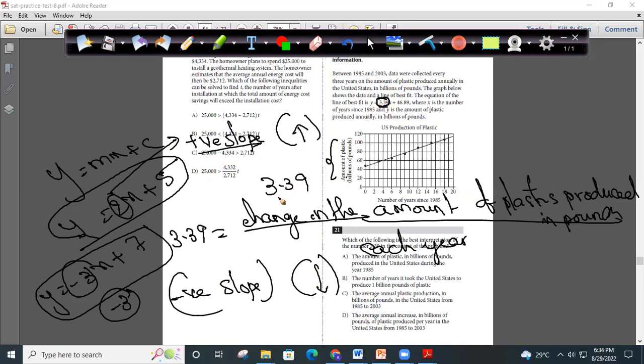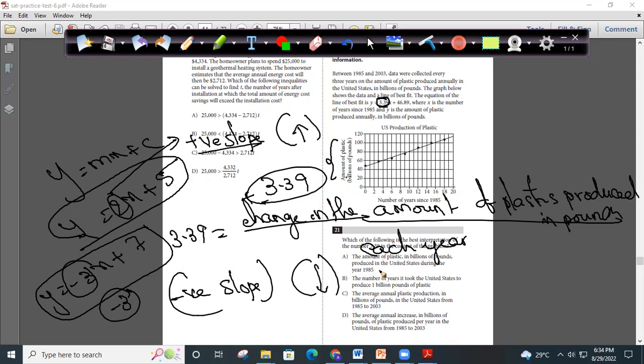So when I see the slope here, the slope is clearly 3.39. What is the meaning of 3.39? Positive slope. What is the meaning of positive slope? Increasing. So every year, 3.39 billions of pounds of plastic. So the production of plastic in the US every year has been increased by 3.39 billions of pounds. Even before reading the options, if I can make it in my mind, then if I read the options, no way you'll go wrong.